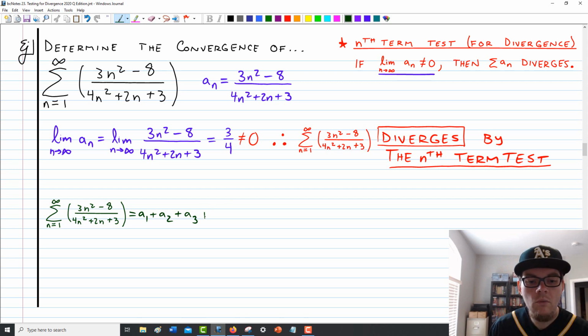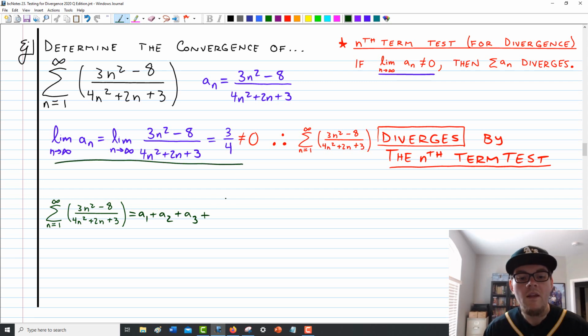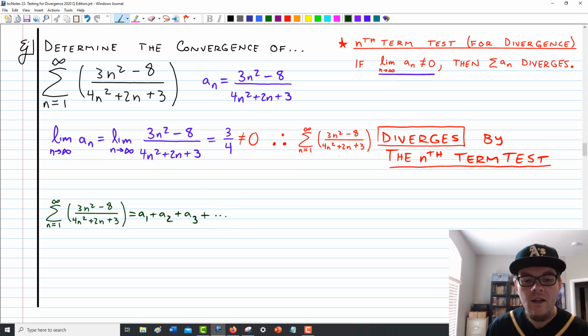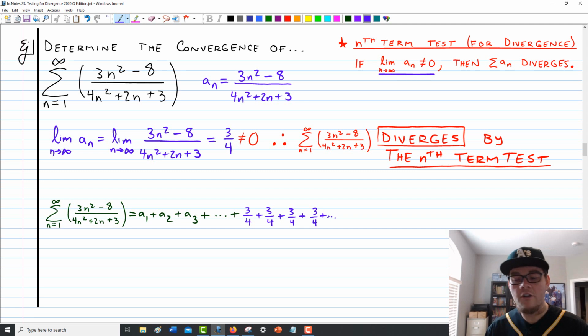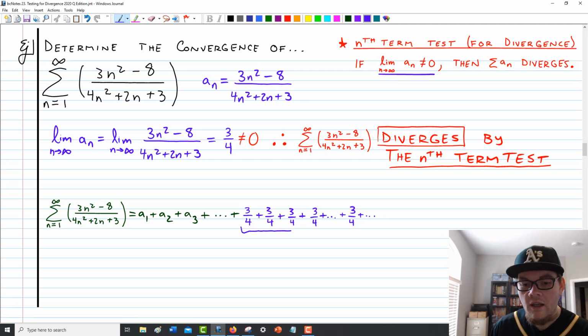But what just happened was our work up here in purple, that indicates that if we were to analyze what's happening to the terms of the sequence and keep going further and further along, those terms get closer and closer to 3/4. So after a while, it's like we're adding 3/4 over and over and over again. Now 3/4 isn't exactly a large number, but the problem here is if you just keep adding 3/4 forever, what we get here is an infinite number of 3/4.